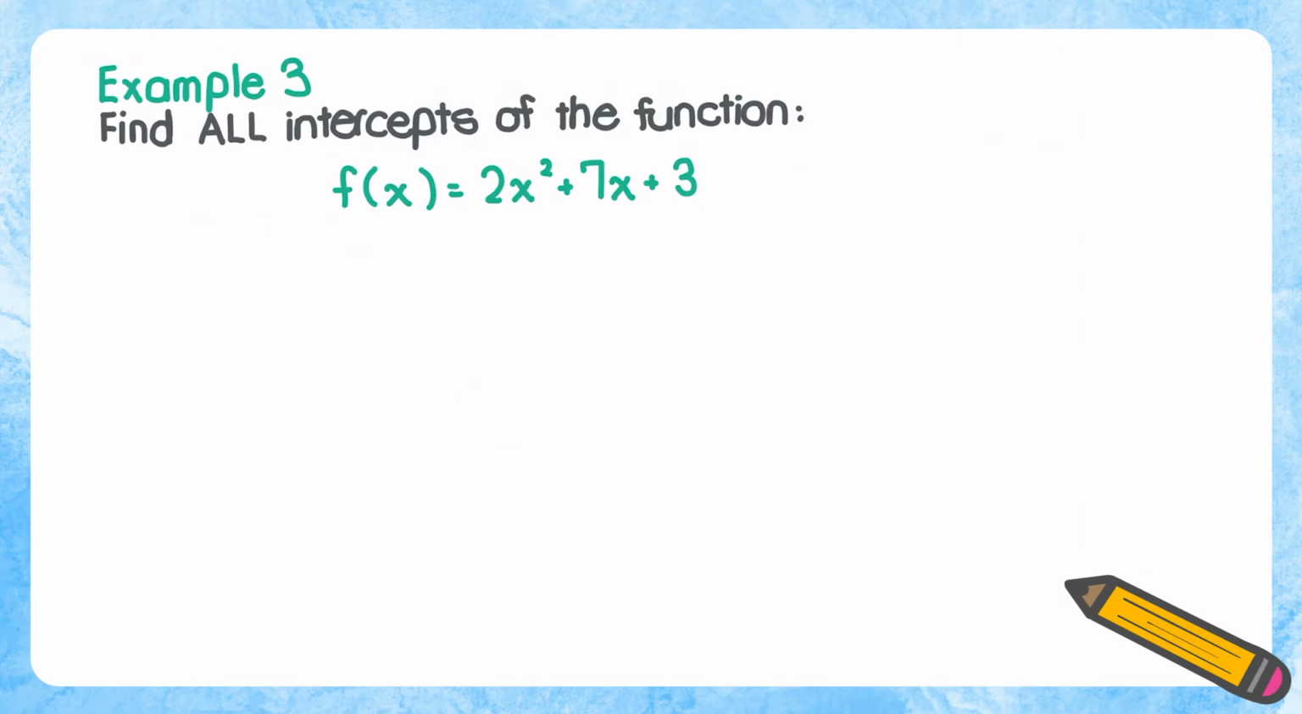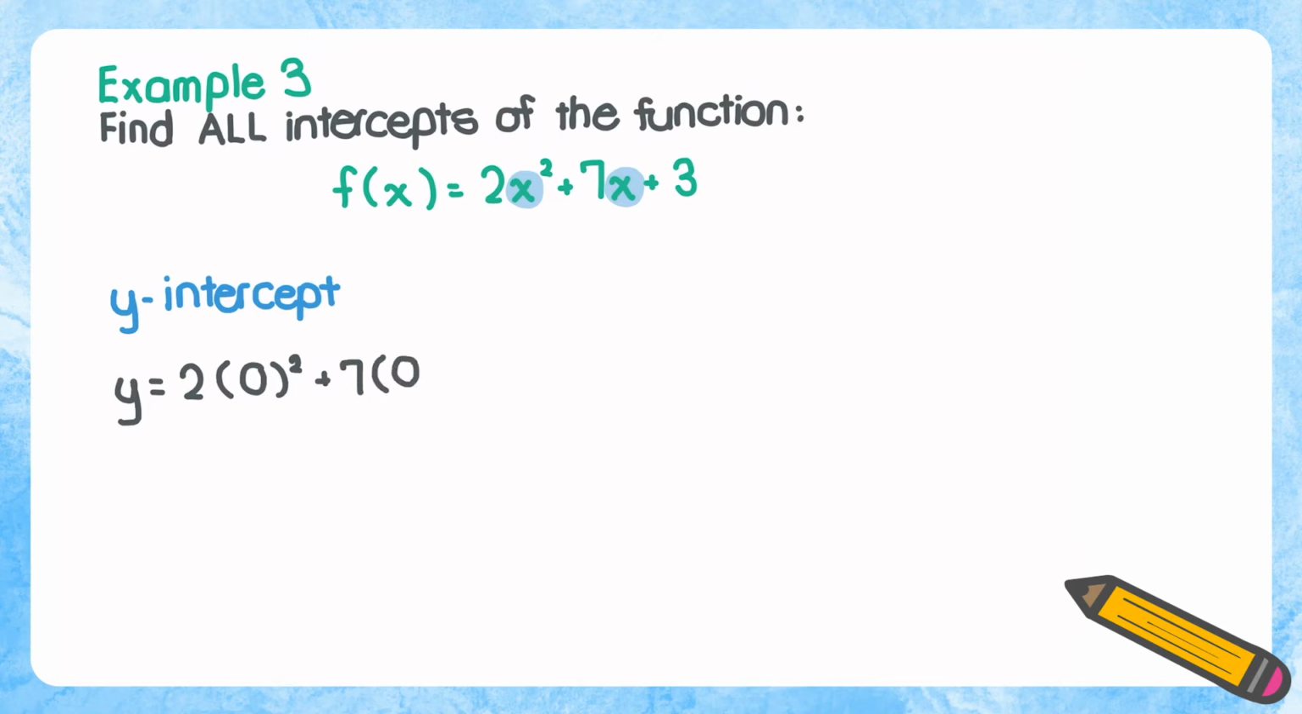Let's do another example together. Let's find all intercepts of the function f of x equals 2x squared plus 7x plus 3. So let's find the y-intercept first by setting x equal to 0. So we're going to have y equals 2 times 0 squared plus 7 times 0 plus 3.